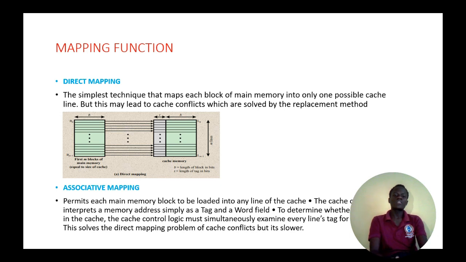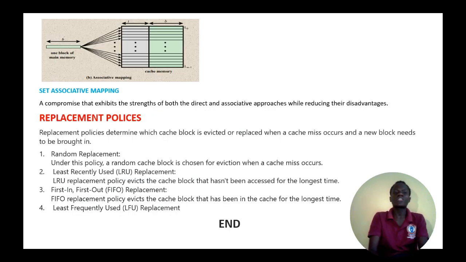But this one, associative mapping, will help us to do away with the problem with direct mapping, which is the cache conflicts. Because here, the memory blocks from the main memory won't come with a specific location. Now, you just have to look for any location in the block that is empty for them to be stored there. So, we move on to associative mapping.